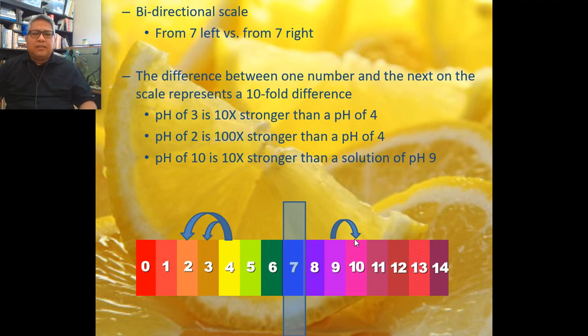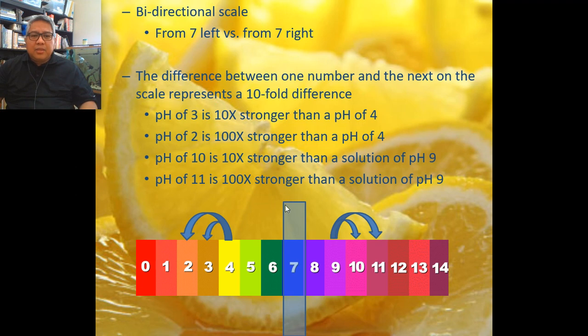Now think about this. Let's look at another one. Now 11 is 100 times more basic than 9. Because if you think about it, 11 is 10 times more basic than 10, and then 10 is 10 times more basic than 9, so it's 10 times 10, you will have 100.